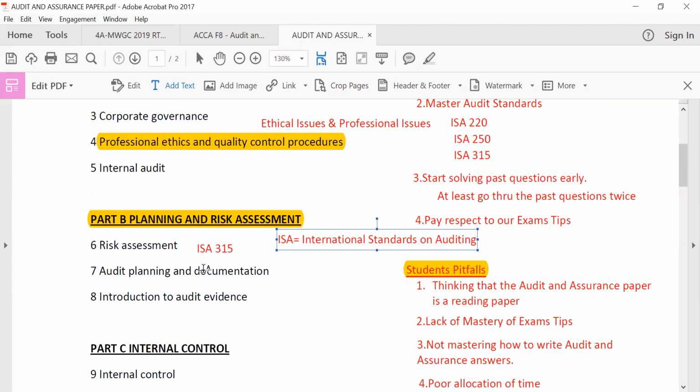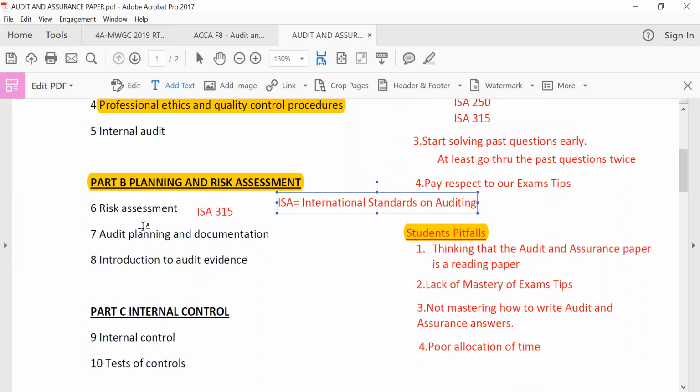So for risk assessment, we're going to look at the main basis, audit risks. That is where you're going to look at all risk assessment. I give audit risks the mnemonic CID: control risks, inherent risks, detection risks. Then move on to audit planning and documentation.